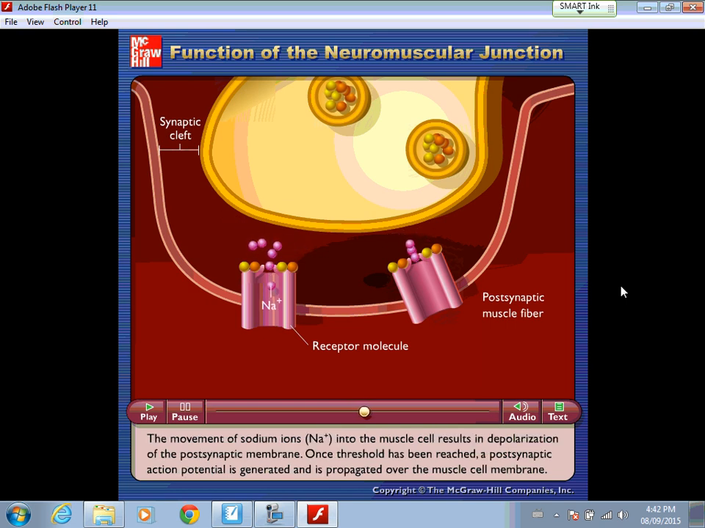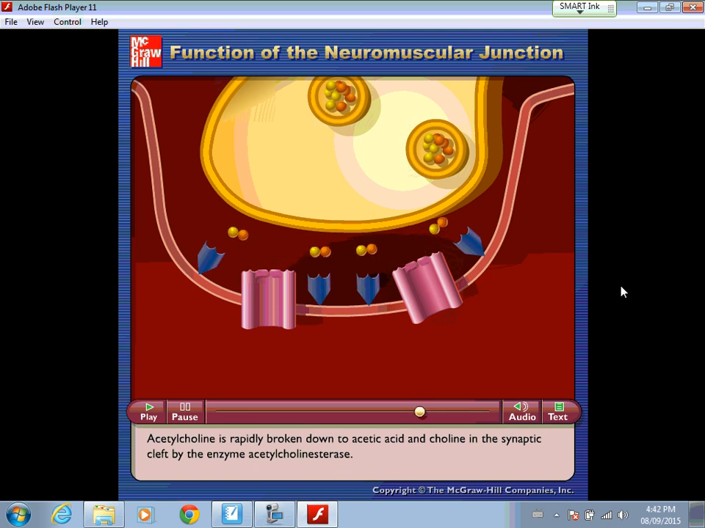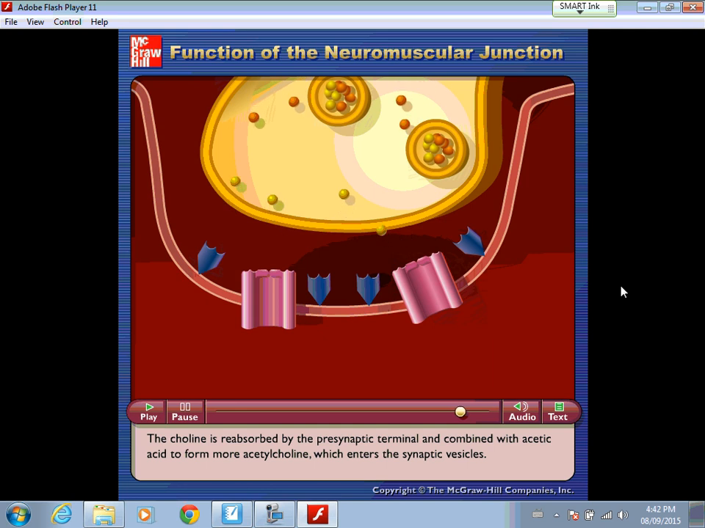The movement of sodium ions into the muscle cell results in depolarization of the postsynaptic membrane. Once threshold has been reached, a postsynaptic action potential is generated and is propagated over the muscle cell membrane. Acetylcholine is rapidly broken down to acetic acid and choline in the synaptic cleft by the enzyme acetylcholinesterase. The choline is reabsorbed by the presynaptic terminal and combined with acetic acid to form more acetylcholine, which enters the synaptic vesicles.